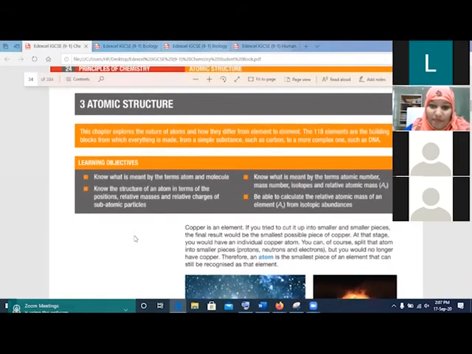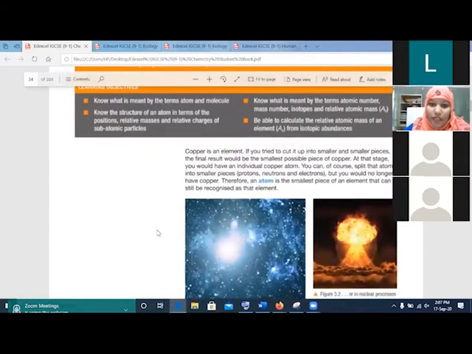Okay. So here the book defines it like this: an atom is the smallest piece of an element that can still be recognized as that element. So even if we have a single atom, we can say that it is the atom of that particular element.